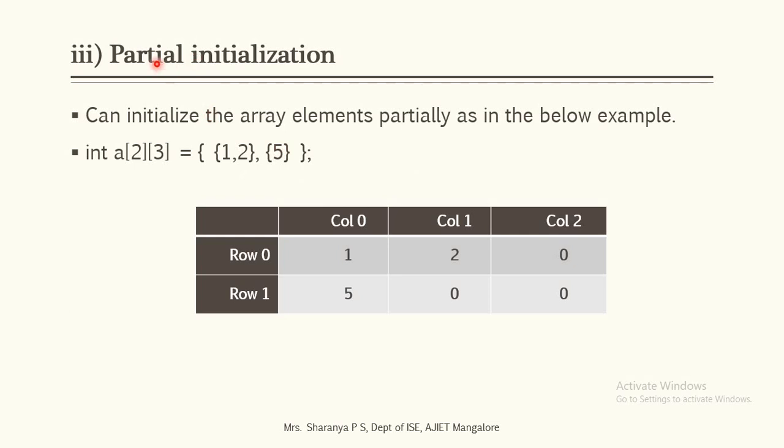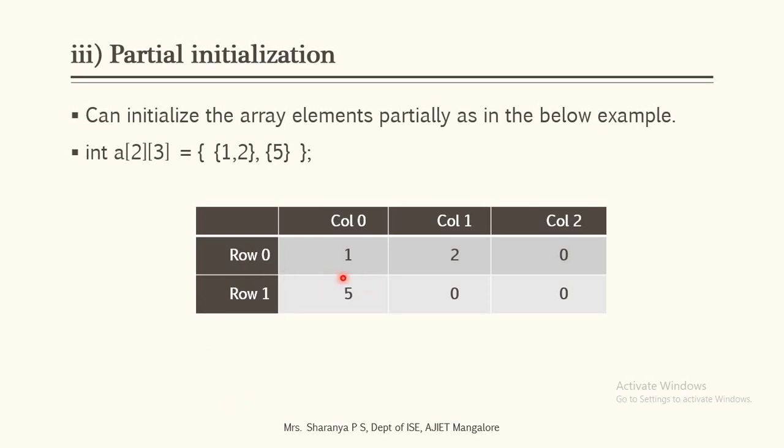One more, the last category, is partial initialization. That is, we are not mentioning all the elements of the array in the very beginning. Here in the first row we have mentioned only 2 values, that is 1, 2, and in the second row we have mentioned only the element 5. If we are specifying like this, all the other elements will automatically be set to the value 0. This is the partial way of initialization.